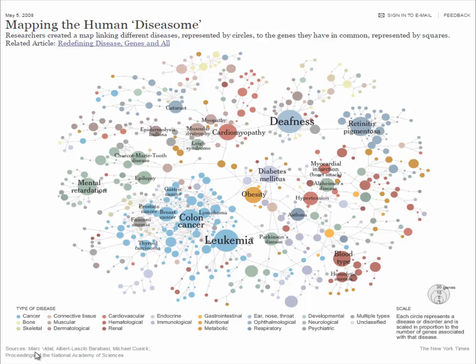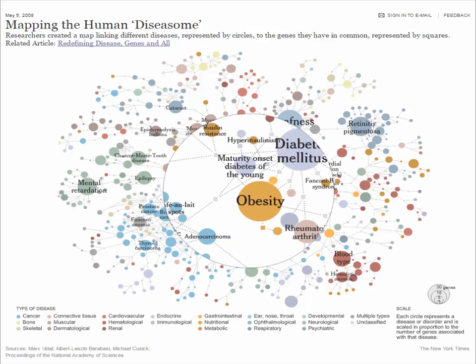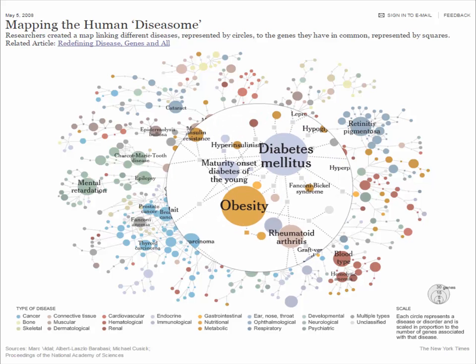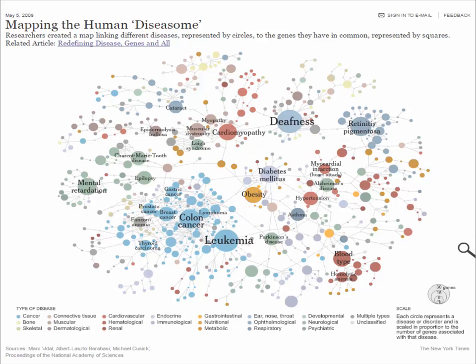We have some bone diseases, skeletal, that are also color coded, skin, endocrine, gastrointestinal. So we might have particular relationships. You'll see these relationships between obesity and diabetes. So it provides us a unique look at the data that we otherwise wouldn't have been able to see.